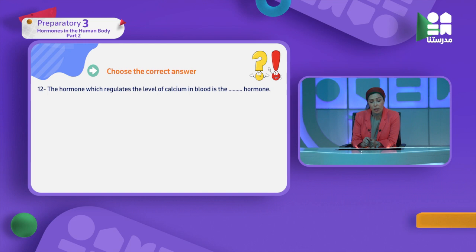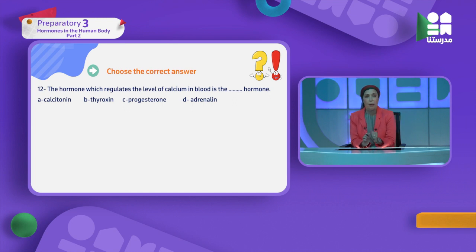The hormone which regulate the level of calcium in blood is what hormone? level of calcium. طبعا كل مرة بفوكس and underline الكي اللي بحل بيه. هو هنا بيقول لي calcium الهرمون that regulates the calcium. which hormone? It's calcitonin hormone is the first answer.